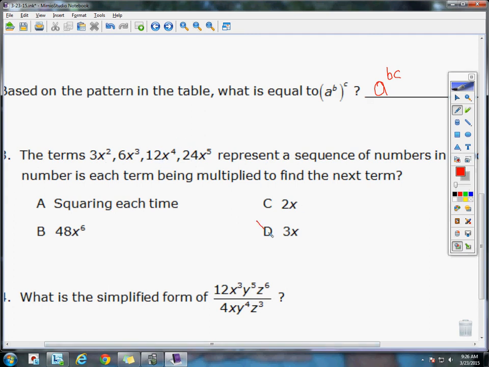So you can automatically eliminate D and B. And then when you're multiplying with your exponents, you're going to add. So to go from 2 to 3, you have to add 1. 3 to 4, you have to add 1. 4 to 5, you have to add 1. And remember, your invisible exponent is a 1. So the answer here would be C.